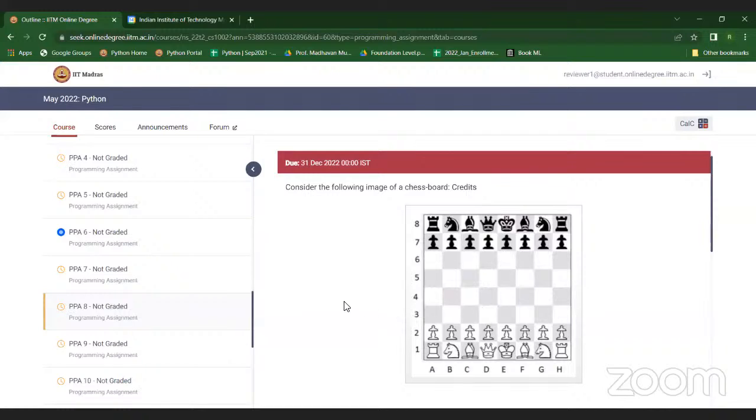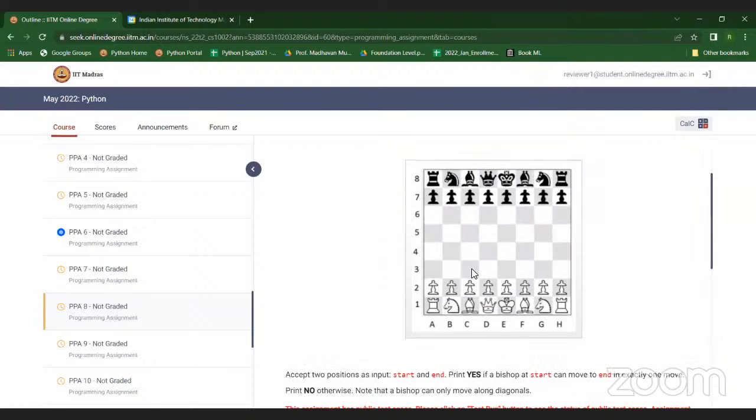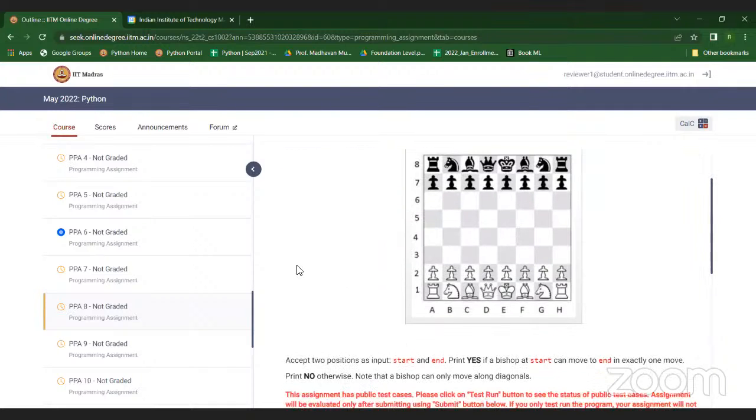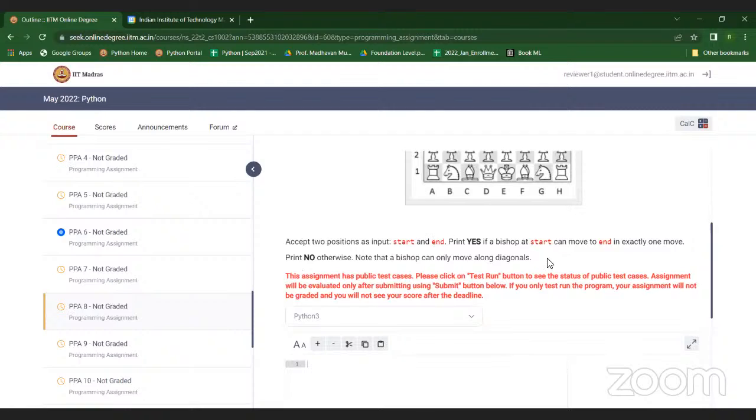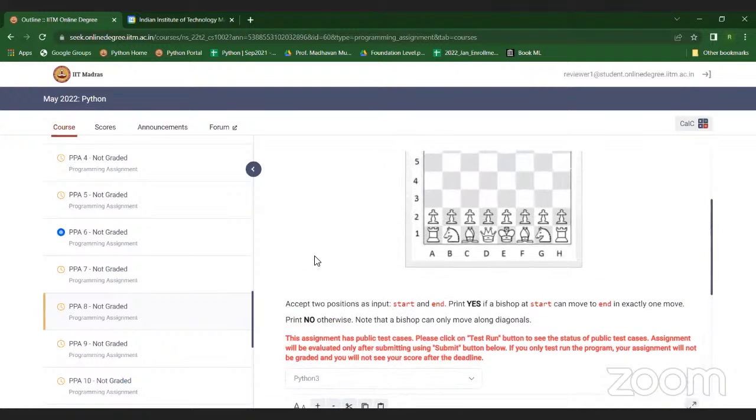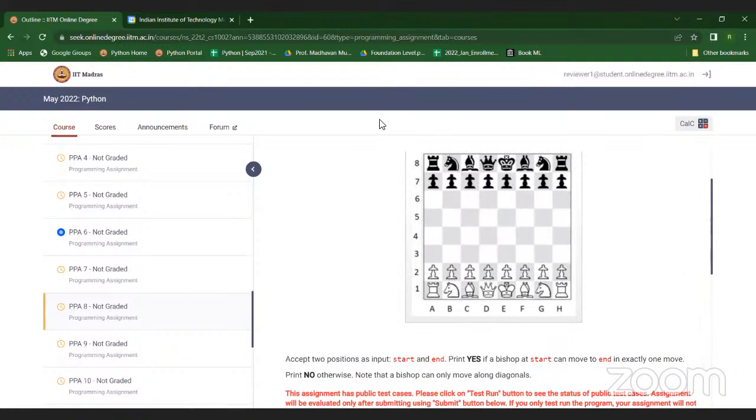So the question they're asking is, I'll give a start position, I'll give you an end position. Within a single move, you should remember this word, single move. If it moves from start to end, then you should print yes. Otherwise, you should print no. Is this clear?